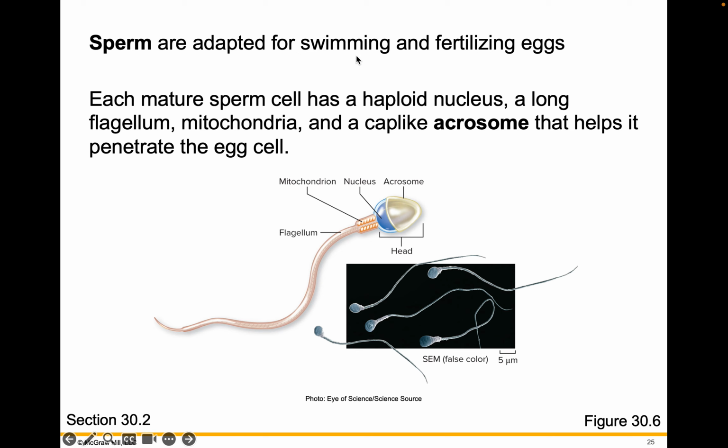Sperm are adapted for swimming and fertilizing eggs. Each mature sperm cell has a haploid nucleus, so here's the nucleus here, a long flagella, mitochondria, and a cap-like acrosome that helps it penetrate the egg cell.